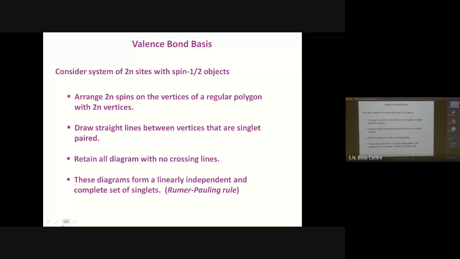Throw it out. But you just take 1 and 2 paired, 3 and 4 paired, or 1 and 4 paired and 2 and 3 paired. So these are the ones without crossing lines, and they will be completely linearly independent, and important is they will also be complete. The point is that they are not orthogonal. They will have an overlap which is non-zero, okay, but they are linearly independent. So you don't count more states than is required.